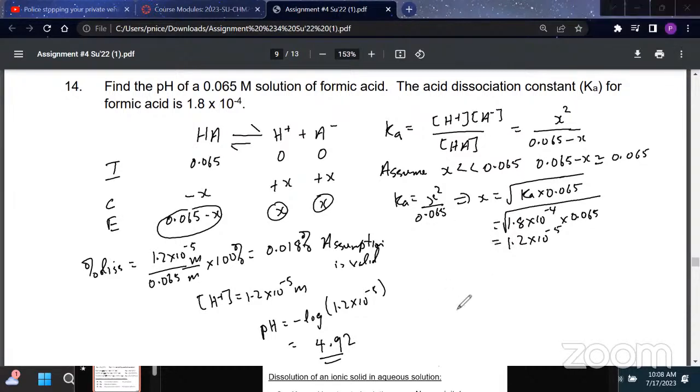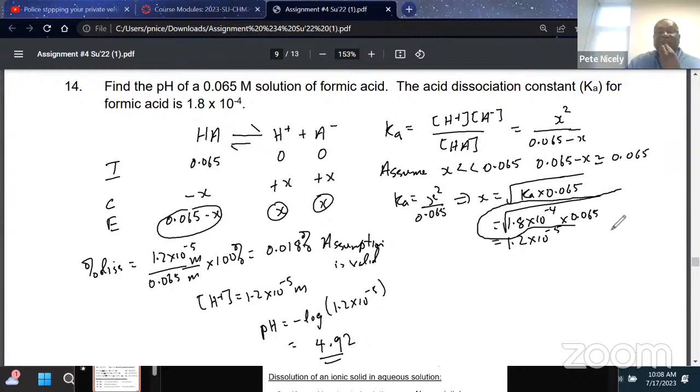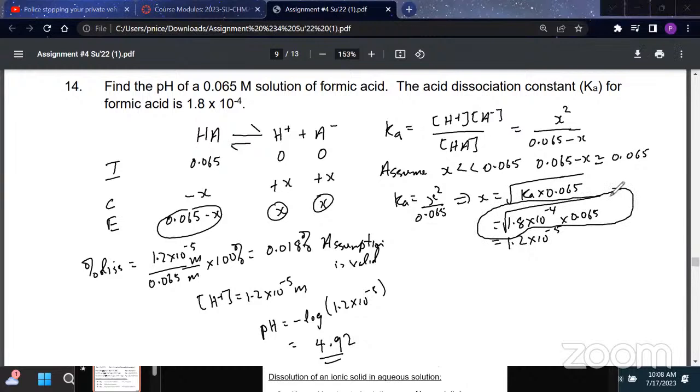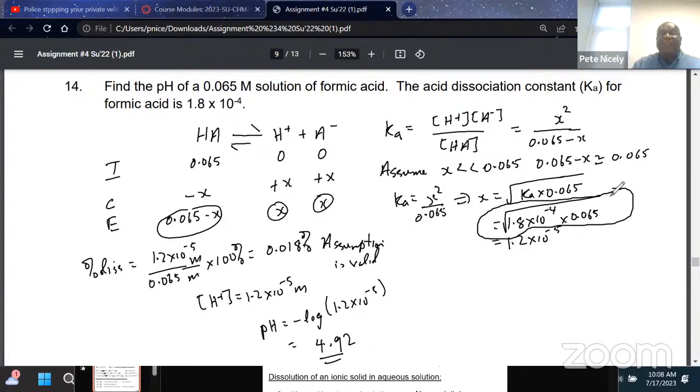When I typed the square root into my calculator, I got 3.4 times 10 to the third or negative third. You're talking about this part here? Yes, I don't know if it's my calculator or it could be me. Let me do it again. 1.8 times 10 to the minus 4 times 0.065. Oh, it's me. I forgot the square root.